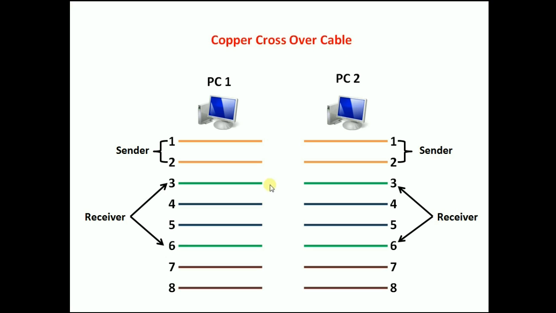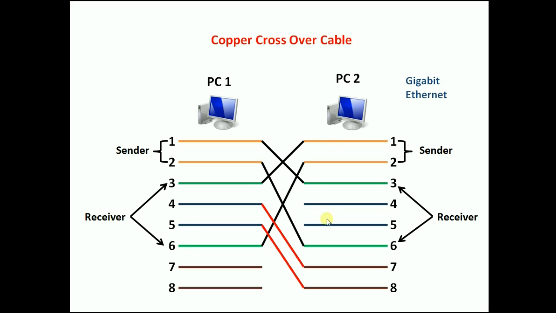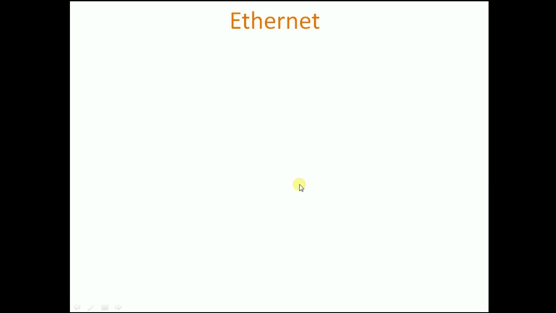As the name suggests, copper crossover, in this type of connectivity, we are going to use cross connections. So pin number 1 is crossed with pin number 3, pin number 2 is crossed with pin number 6, pin number 1 of PC2 is connected to pin number 3 of the PC1, and so on. So this is the case with Ethernet and fast Ethernet. If we are using the gigabit Ethernet, then to achieve the higher speed, pins 4 and 5 will be connected to pins 7 and 8 of PC2, and pins 4 and 5 of PC2 will be connected to pins 7 and 8. So in this way, we can achieve connectivity.